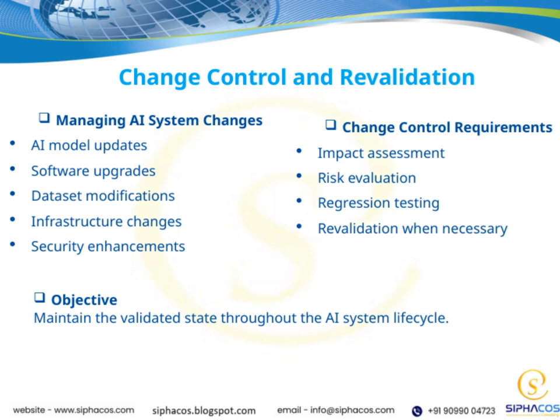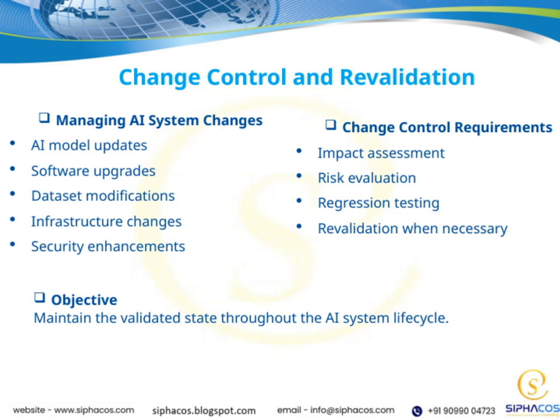Revalidation comes into play when significant changes are made. It's our way of confirming that the system still meets all validation criteria. Now, managing AI system changes involves a structured process. Whether it's updating the AI model, upgrading software, modifying datasets, or making infrastructure changes, each step must be carefully managed.